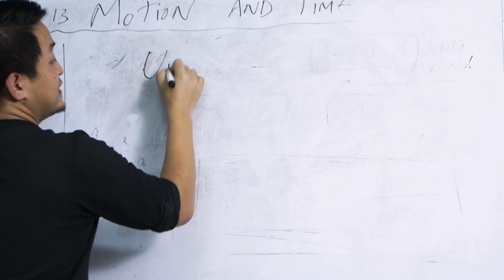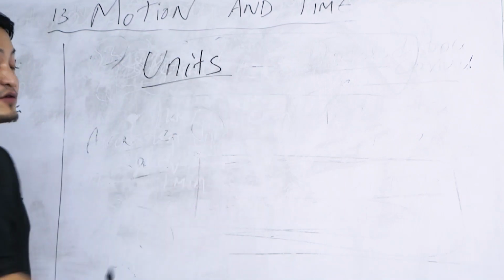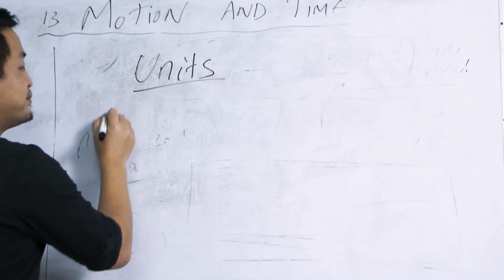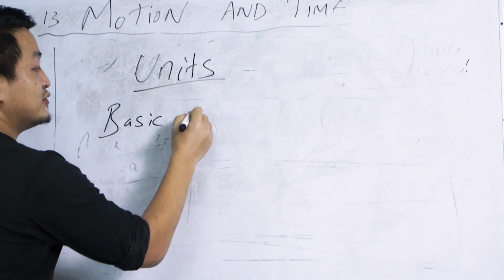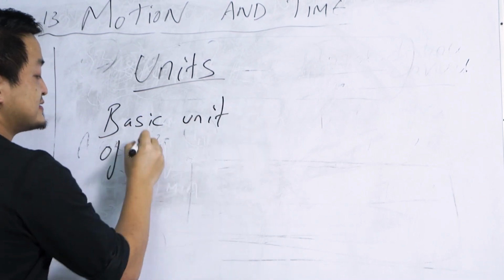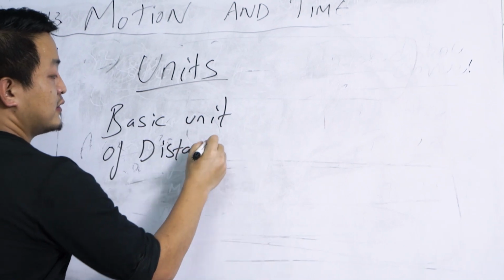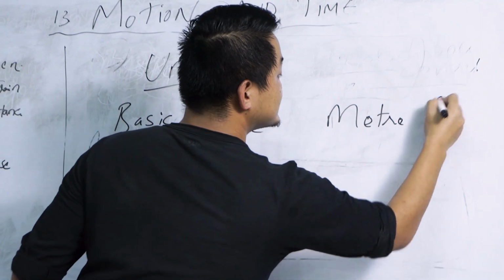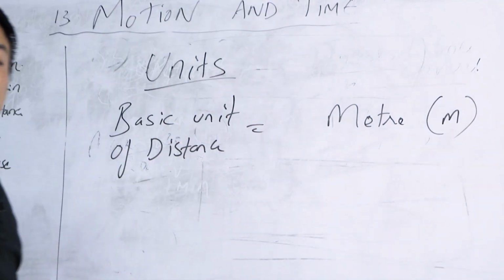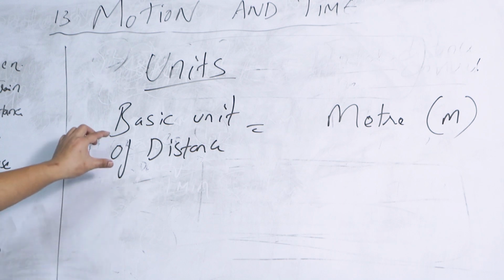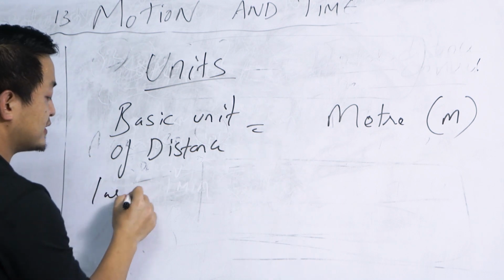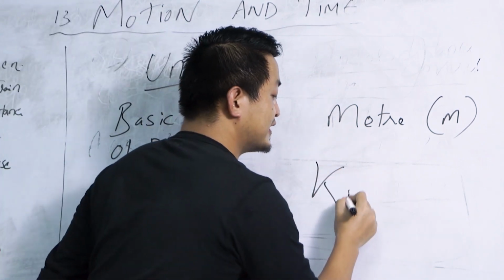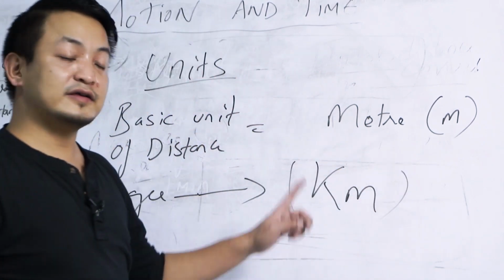Okay, so students, now we are going to discuss the units. Now, the basic unit of distance would be meter, M-E-T-R-E, which you can just write M. Clear? Now, what about the larger unit? The larger unit of distance would be kilometer, right? Kilometer. Clear?